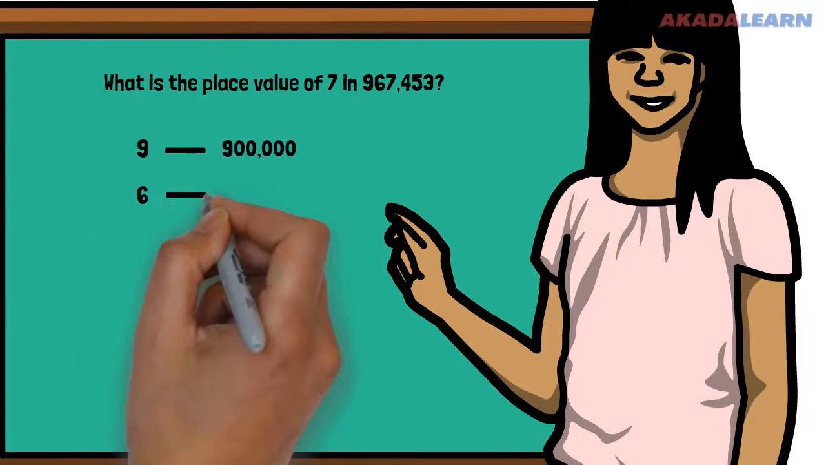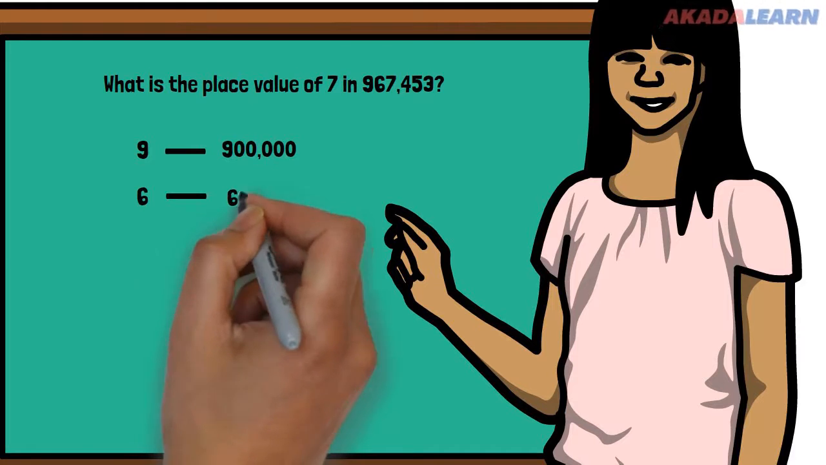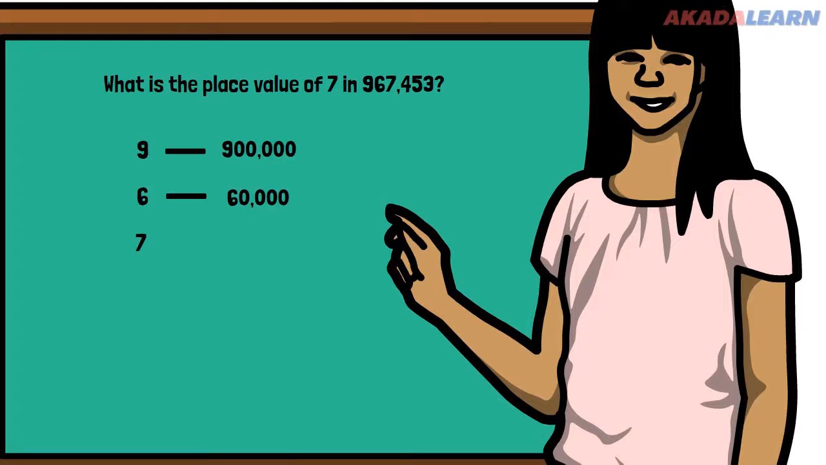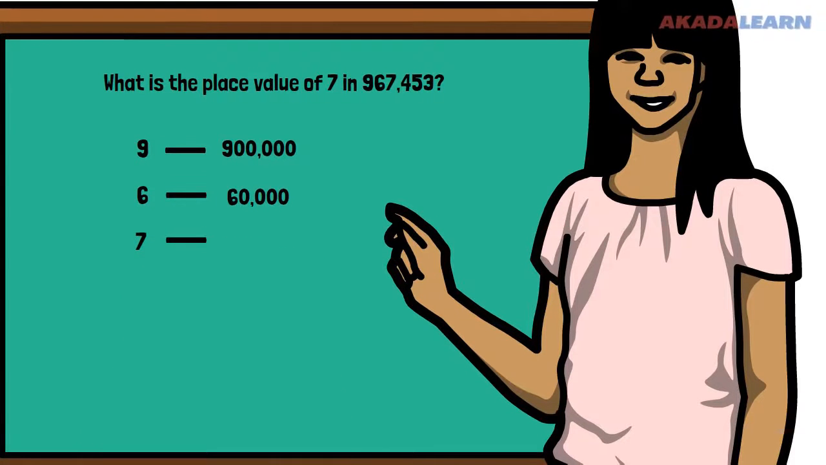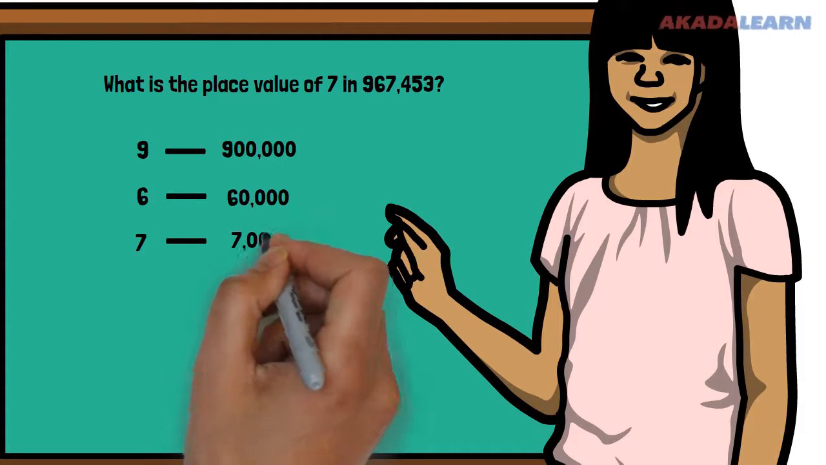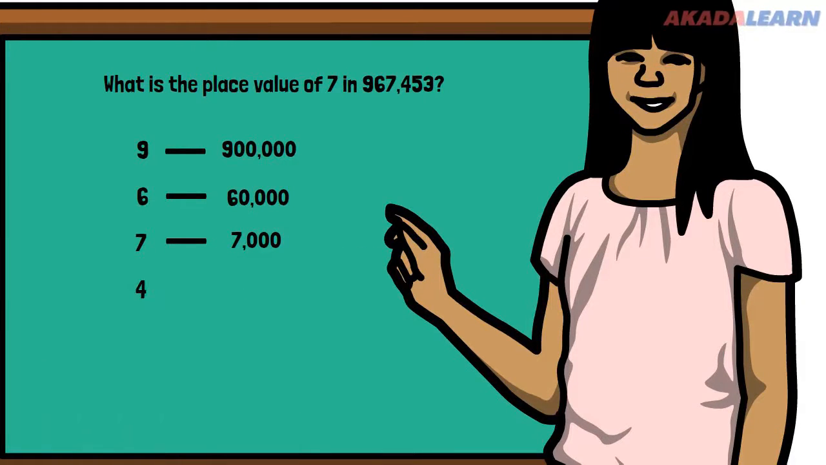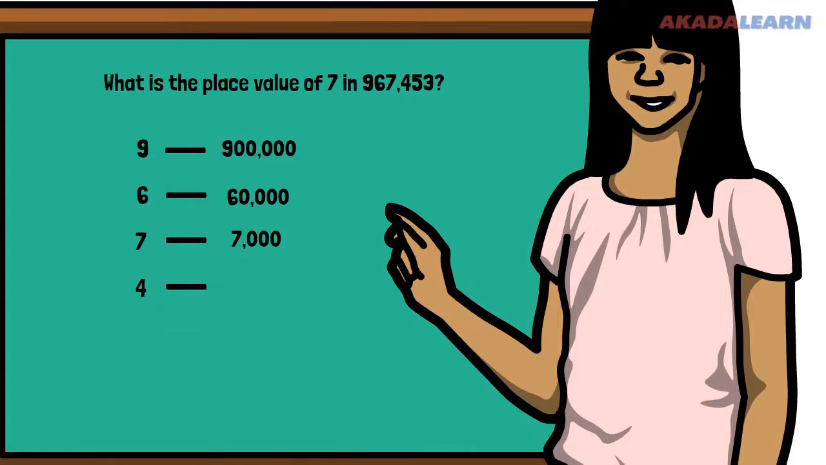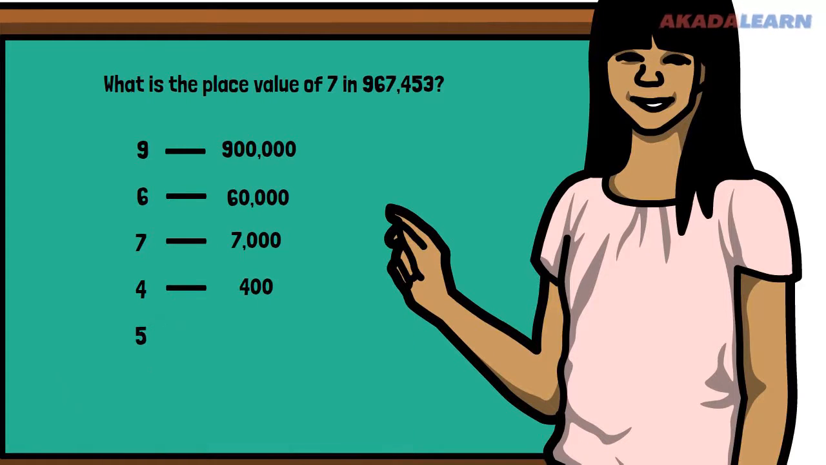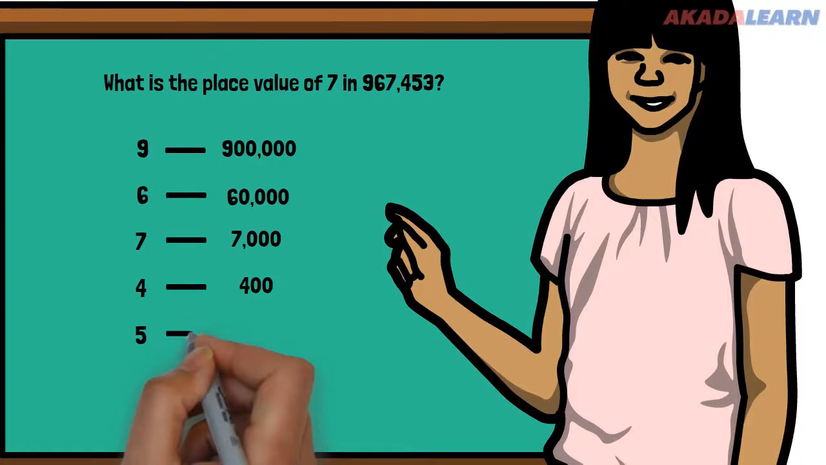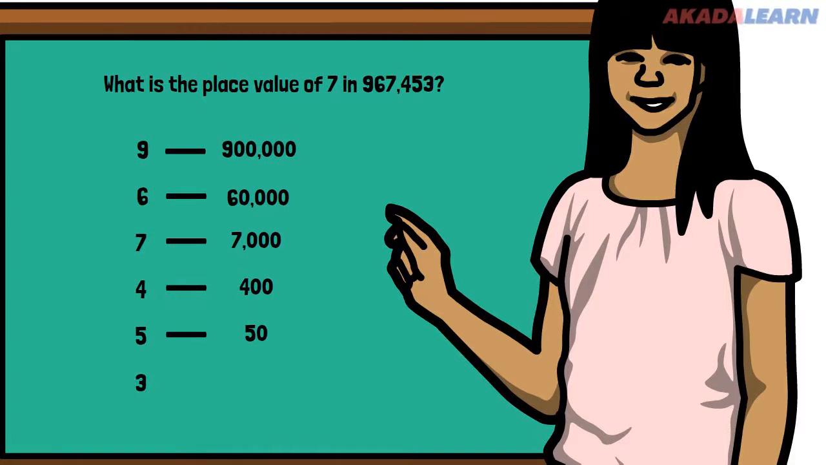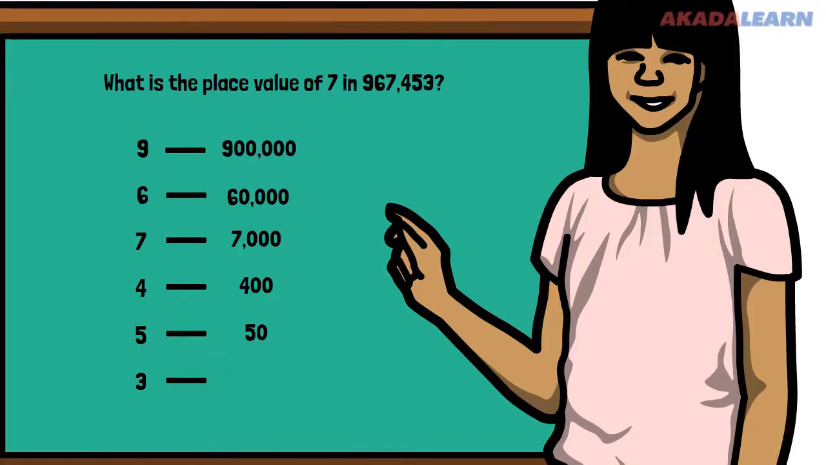6, that'll be 4 spaces in front, that'll be 4 zeros, that's 60,000. 7, that'll be 3 zeros, that's 7,000. 4, that'll be 2 zeros, and that is 400. 5, that's 1 zero, that's 50. And finally 3, which is just 3 units.